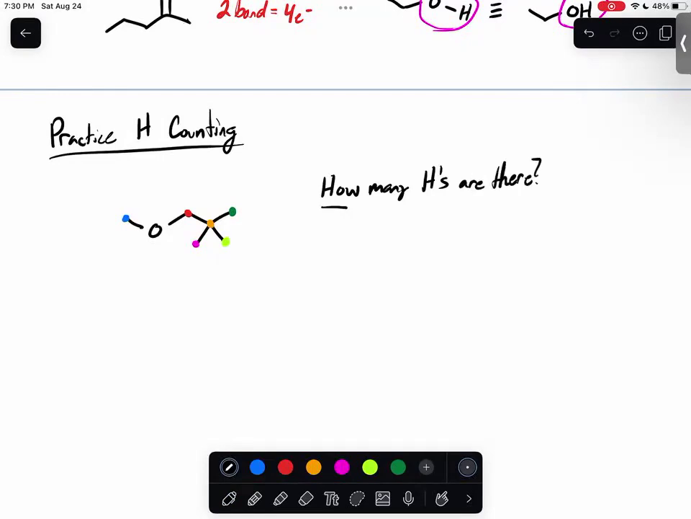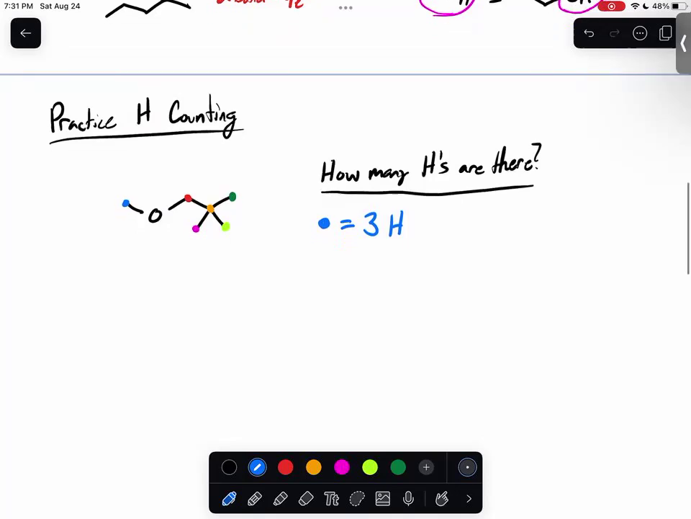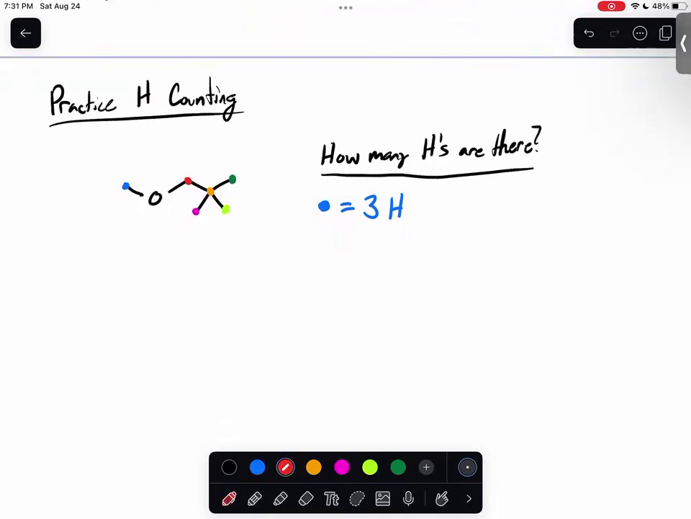So let's take a look at the blue carbon. On the blue carbon, we see that there is one bond shown between it and the oxygen. That means that there are three bonds that aren't shown, so that must be three hydrogens, right? 3H. If we then take a look at the red carbon, for this one we see that there are two bonds shown. There's one bond to the oxygen, there's one bond to the orange carbon, which means that there are two bonds that are not shown, which means that the red carbon has two hydrogens attached to it.